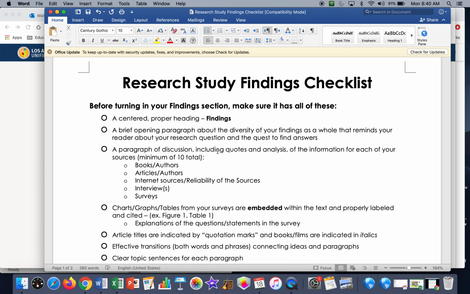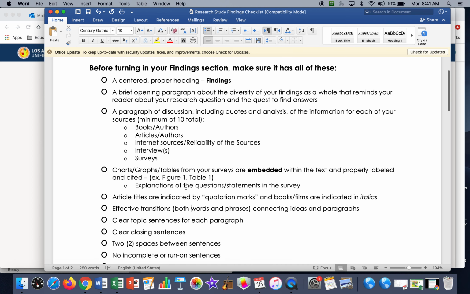A paragraph for each one of your sources. So you should have 10 paragraphs because you should have 10 sources. And you've already written those paragraphs. You've got the précis for each one. Well, now we're going to add a quote. And you already had, if you did your research cards, you had a few quotes for every single source. And you'll put those together.